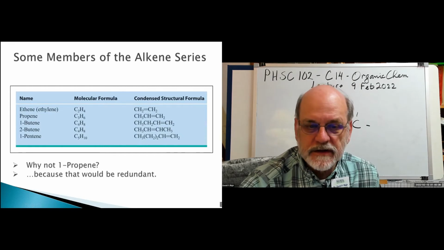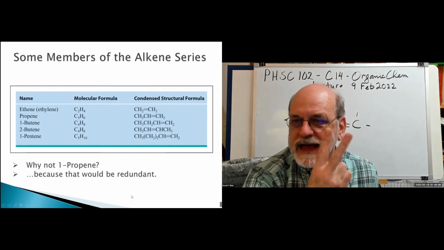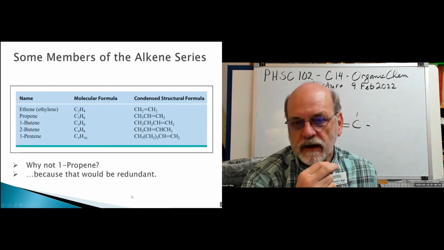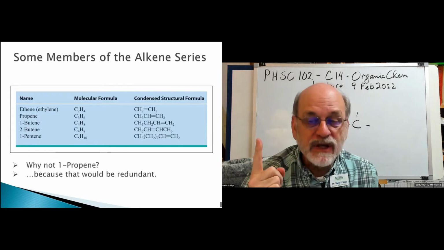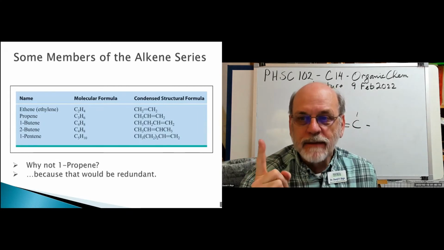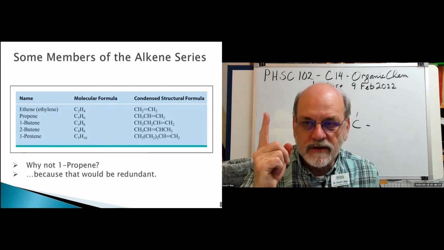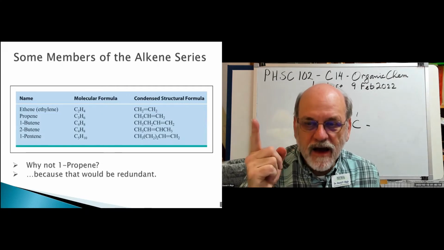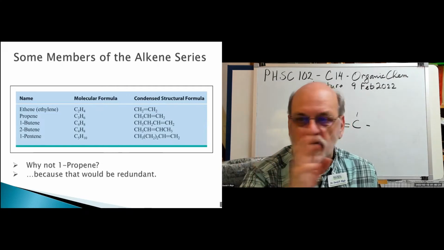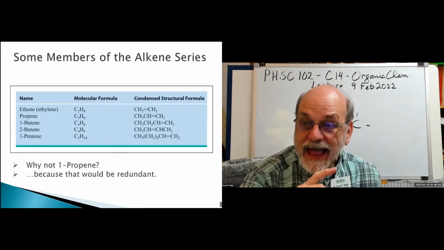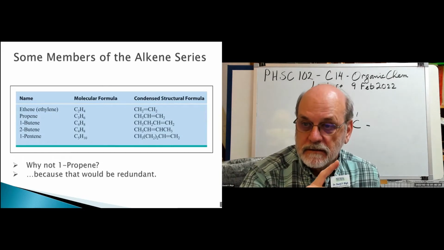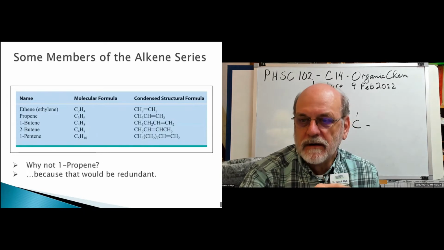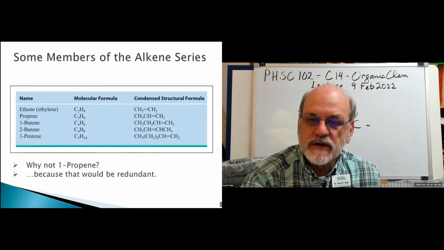There's no other possibilities. And two things in naming compounds in chemistry is non-ambiguity. The name that's applied to a compound is for that compound and it's unique. No other possibilities. And we don't like redundancy either. Non-ambiguous and non-redundant.